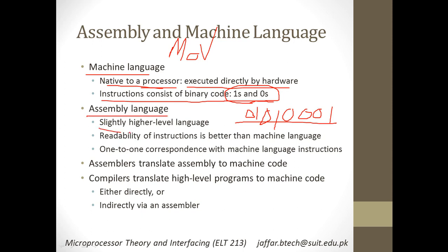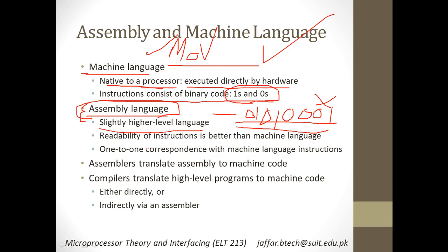So assembly language is a slightly higher level language as compared to machine level language, but it is already in terms of low level languages. So you can see that it is kind of an intermediate language in terms of user friendliness. Its readability of instructions is much better than machine language. So you already know that if you are given the code like this and the code like this, it will be much easier for you to understand this code instead of this code. This code is not that much user friendly as compared to assembly language programming, because it has more readability as compared to this one.